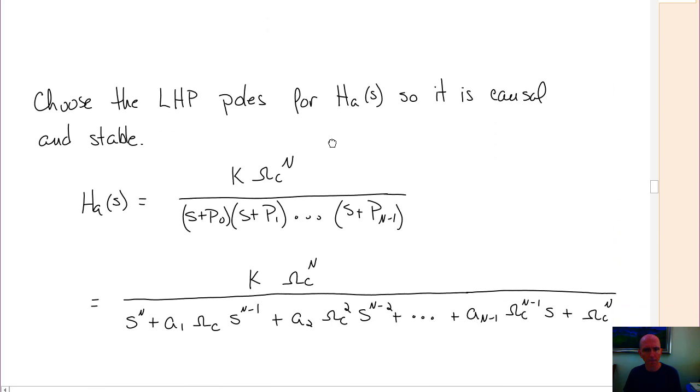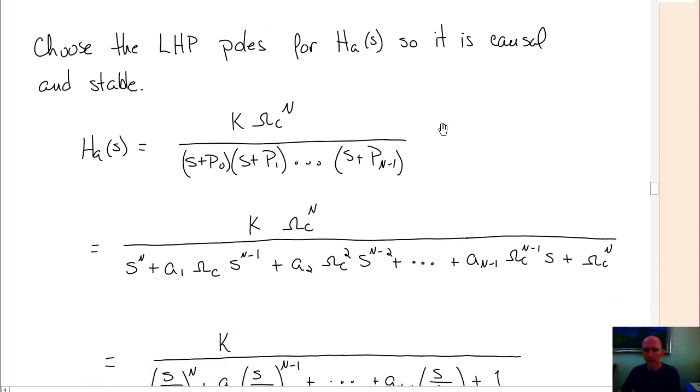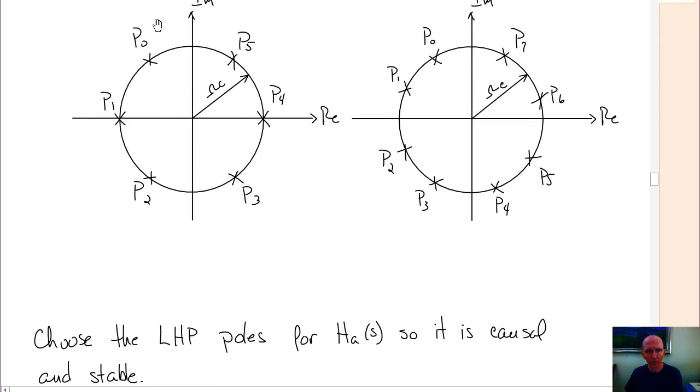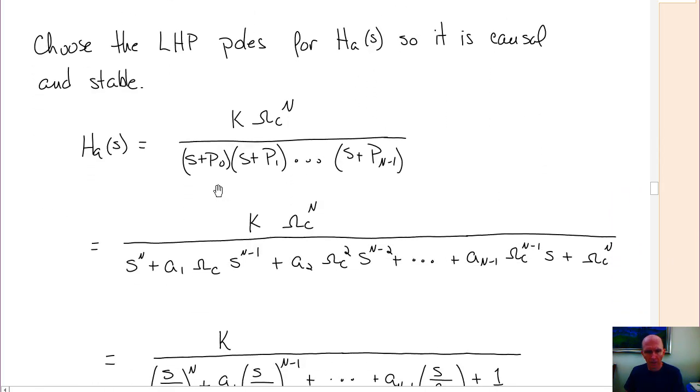Now, of course, we want a causal stable system, so we choose the poles in the left half plane for H_a(s). And so, for example, in this case we would choose p0, p1, and p2. Here we would choose p0, p1, p2, and p3. So we're going to go from 0 to n minus 1 for the poles of H_a(s). And this is what our transfer function is going to look like: the poles multiplied by a constant factor K, the same constant factor K that we got, and the cutoff frequency.